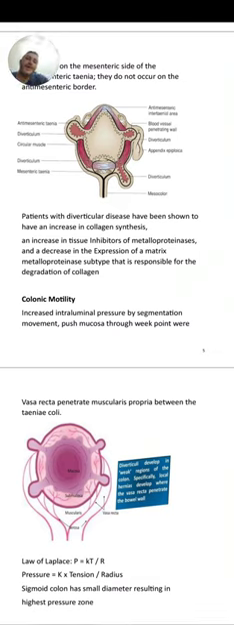About the etiology and the pathophysiology, how do diverticula occur? There are many explanations, and one of them is collagen synthesis. Either overproduction or underproduction of collagen can explain the overgrowth of the diverticula. And if we are talking at the tissue level, an increase in the tissue inhibitor of metalloprotease, which is responsible for degradation of collagen, may play a role.